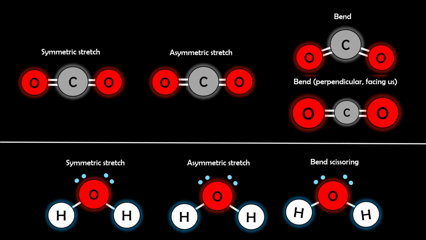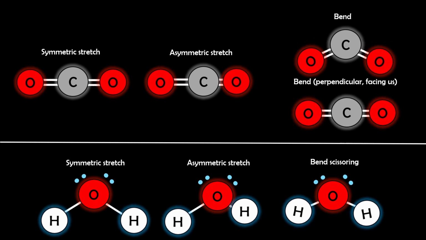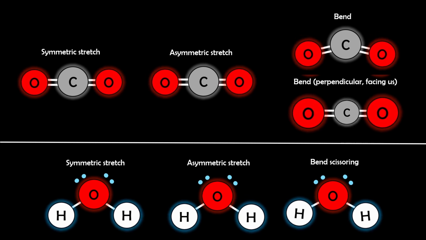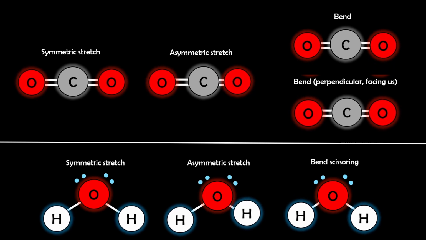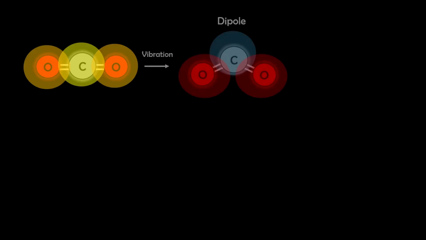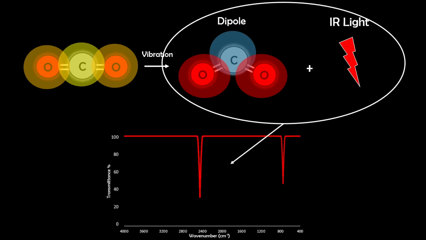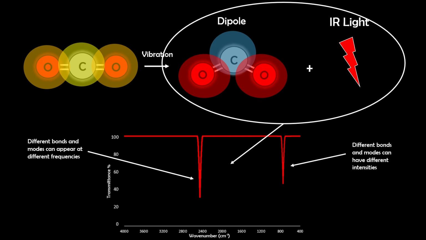So now we know the vibrational modes these molecules can have in theory, but how do we observe these vibrations experimentally, and why are they useful? When a molecule vibrates, it can cause a change in its dipole moment. If so, it can interact with infrared light. So by shining infrared light on a molecule and measuring which frequencies are absorbed, we obtain an IR spectrum. Each molecule produces a unique IR pattern because stronger bonds and certain modes vibrate at different frequencies, and vibrations that cause larger dipoles change the absorbance intensity.